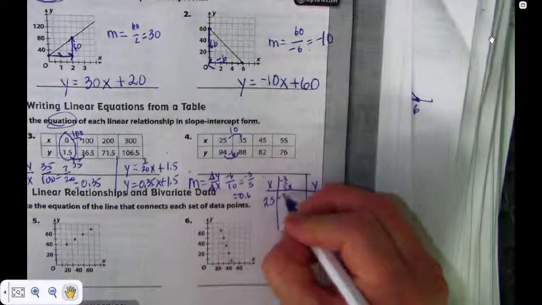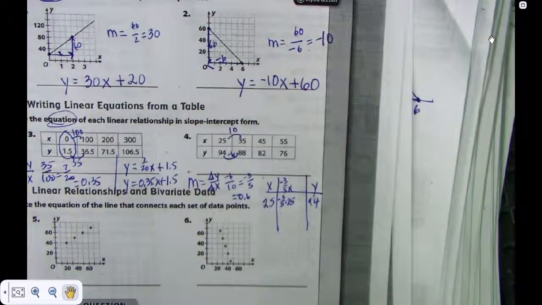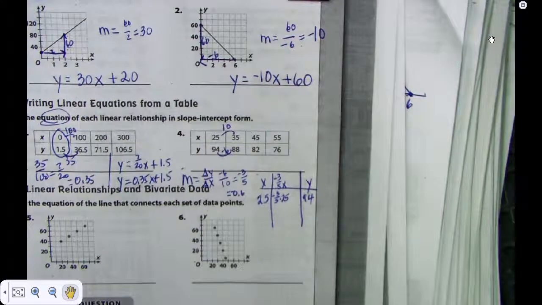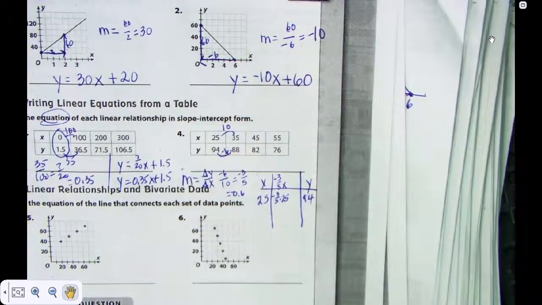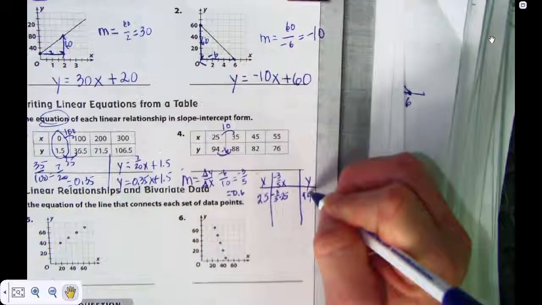Guys, I'm going to do -3/5 times 25. So if you don't have this problem done, you better be multiplying that. -3/5 times 25. -15. Now, I'm trying to get from -15 to 94. Ooh, I'm 15 below 0.